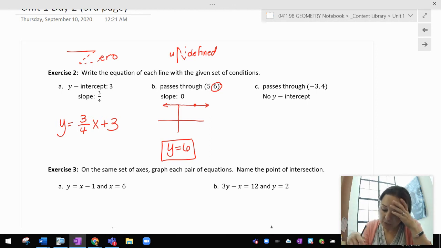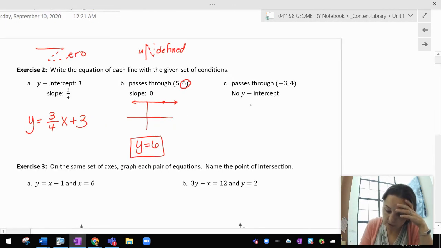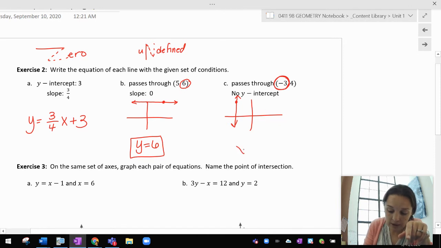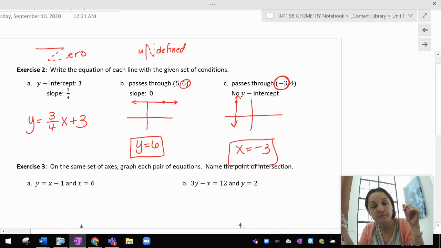Passes through -3, 4, and it has no y-intercept. Okay, I'm going to sketch this one again here. So -3, 4. And if it doesn't hit the y-axis, that means it must go like this. Oh, that's one of those vertical lines. And vertical lines have an x equals equation. And in this case, x equals -3.